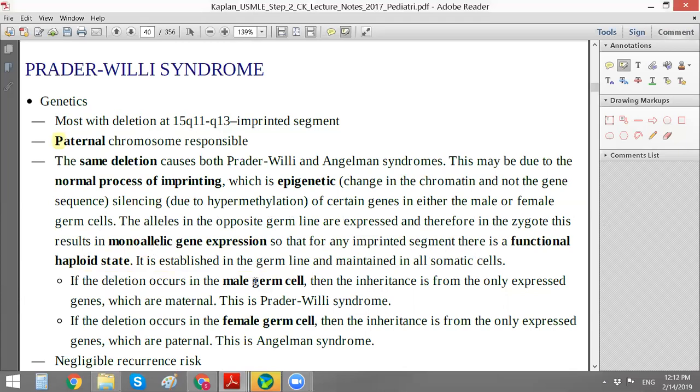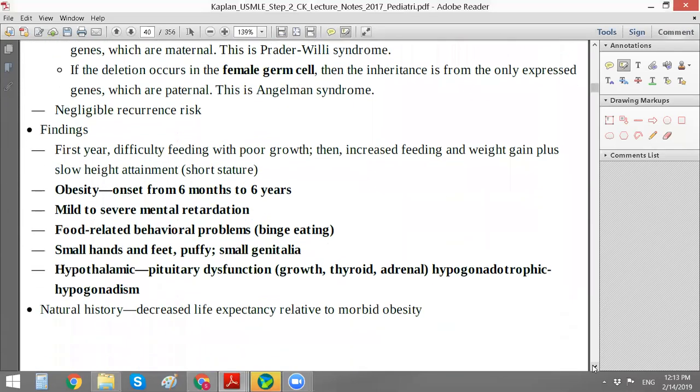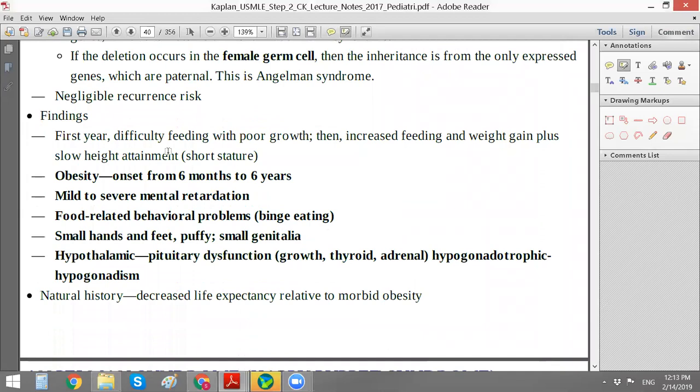If the deletion occurs in the male germ cell, the inheritance is from the only expressed genes, which are maternal. So this is Prader-Willi. If the deletion occurs in female, then the inheritance is from only expressed genes, which are paternal. This is Angelman. Okay, then Angelman is female deletion and Prader-Willi paternal.